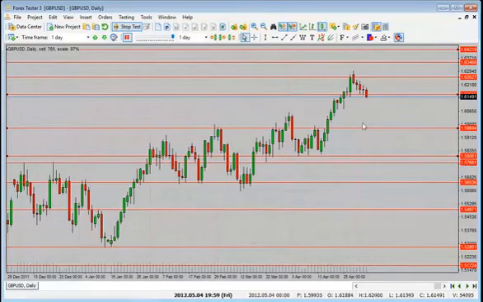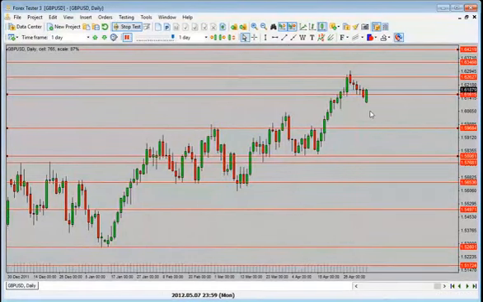Okay, so here I would look for price to come back down into the support level here. So let's see. Okay, it came down a bit, but now we have a bullish candle close. What now?